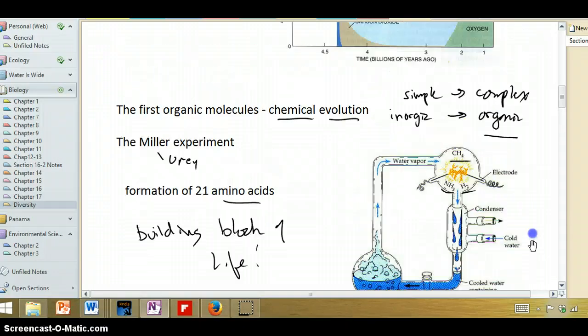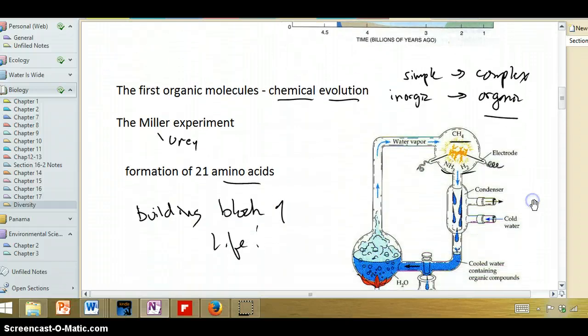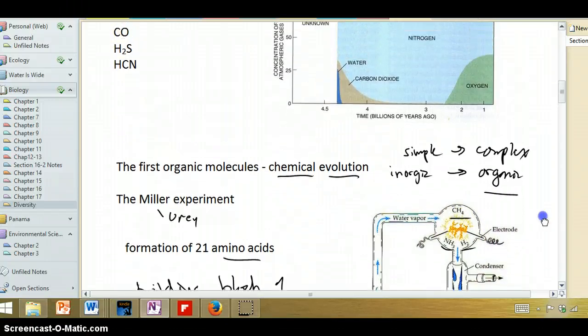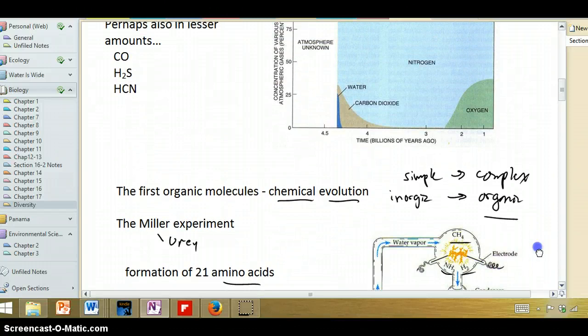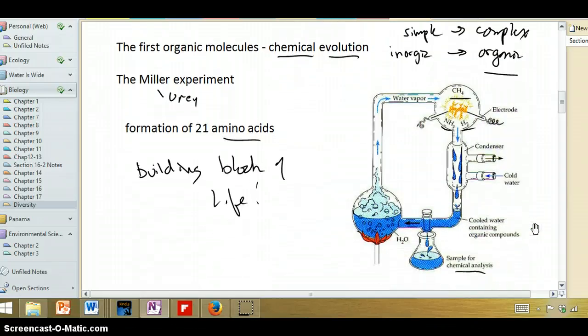Now, you'll notice that what we said existed in the Earth's atmosphere is not what they used, but again, this was back in the 50s when they thought these things existed in the atmosphere. Subsequent recreations of the Miller experiment, using different combinations of things and what we now think of as the Earth's early atmosphere, still allow people to generate organic molecules.